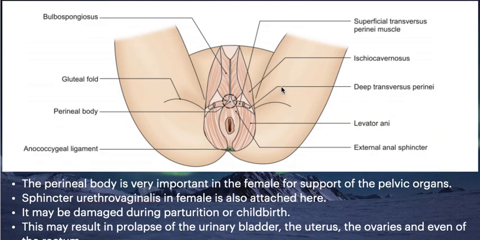body. So this is the perineal body over here, okay? It is important in females because it is supporting the pelvic organs. The sphincter urethrovaginalis in females is also attached over here. As the name suggests, the sphincter urethrovaginalis, a sphincter around the urethra, may be damaged during childbirth, okay, and it may result in the prolapse of the urinary bladder, uterus, the ovaries, and probably the rectum also, okay.